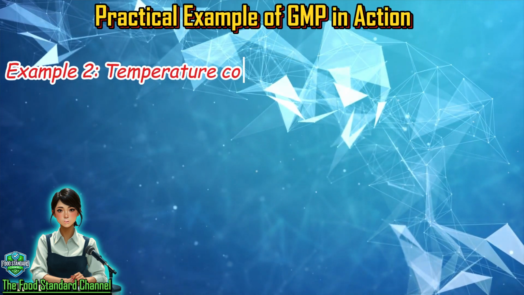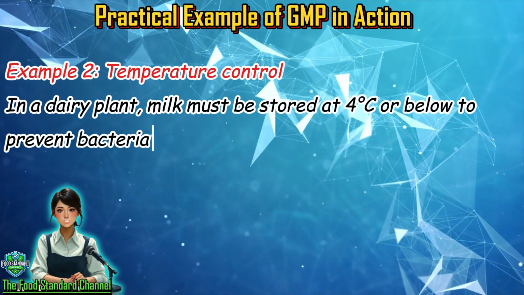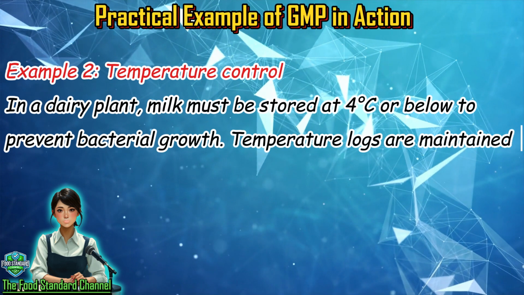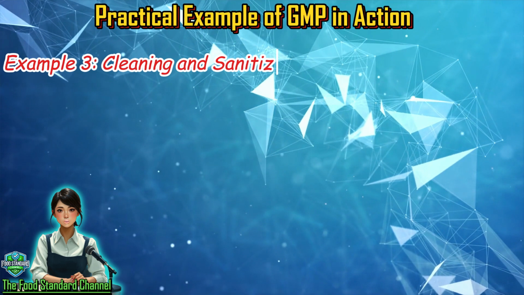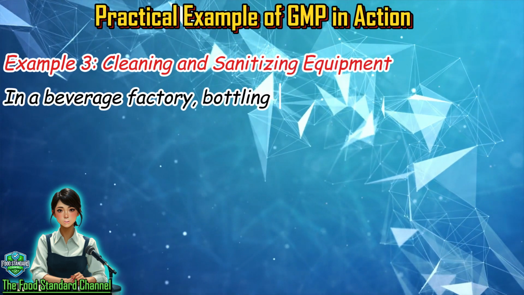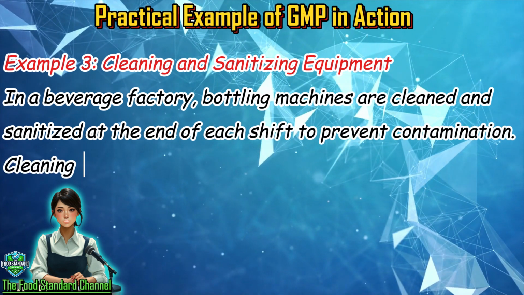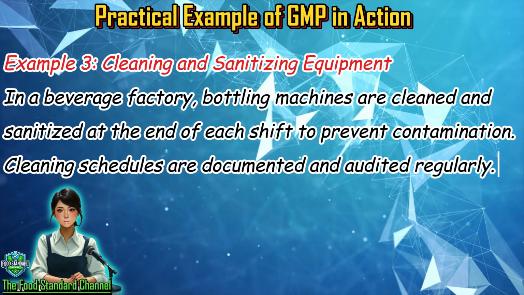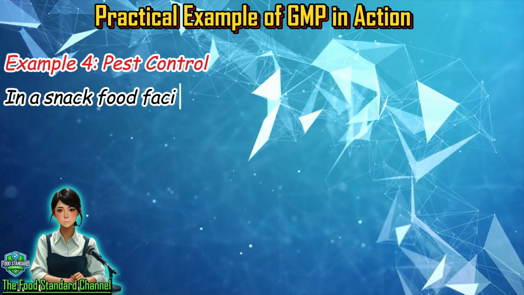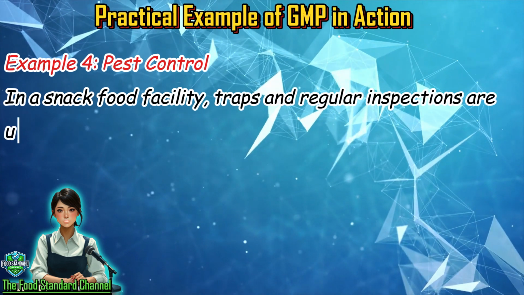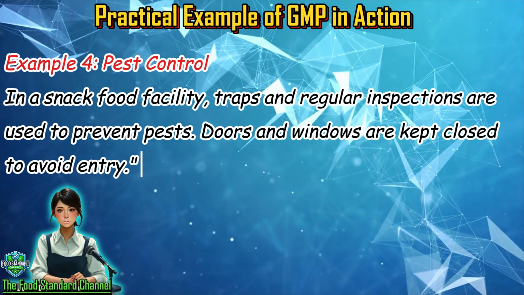Example 2. Temperature control. In a dairy plant, milk must be stored at 4 degrees Celsius or below to prevent bacterial growth. Temperature logs are maintained to ensure compliance. Example 3. Cleaning and sanitizing equipment. In a beverage factory, bottling machines are cleaned and sanitized at the end of each shift to prevent contamination. Cleaning schedules are documented and audited regularly. Example 4. Pest control. In a snack food facility, traps and regular inspections are used to prevent pests. Doors and windows are kept closed to avoid entry.